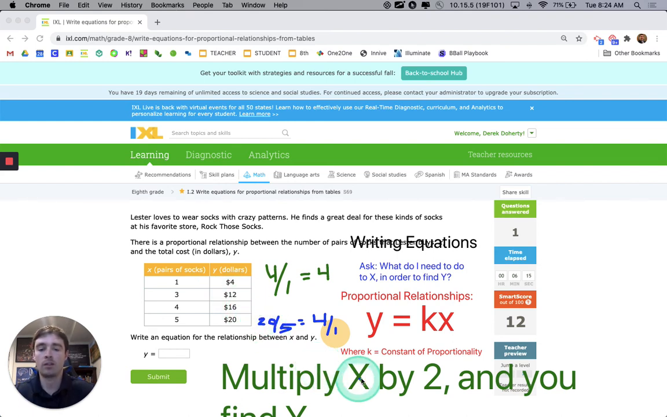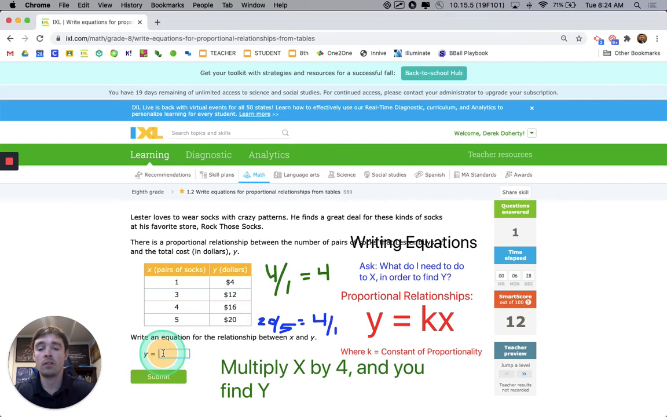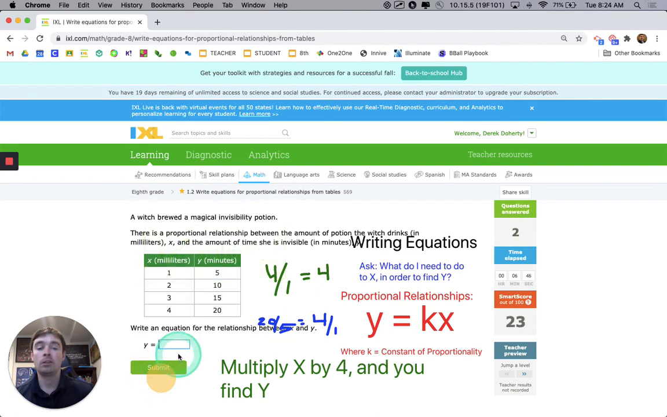Let's go ahead and modify our old rule down here. If we multiply x by 4 in this case, then we're always going to find y. So our equation here, if I want to find y, it's equal to x multiplied by 4. The simple way to write that in math is y equals 4x, which means 4 multiplied with whatever x is. So again, we see our constant ratio just takes the place of k, and it makes our equations pretty simple. You should be good to work on your own.